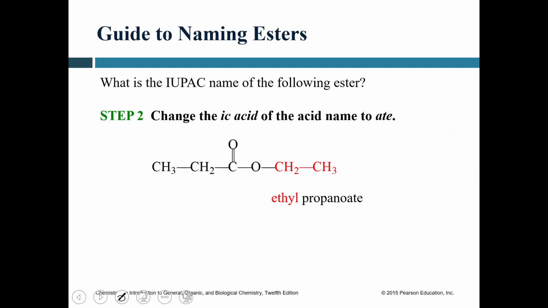In terms of the acid, 3 carbons, it's propanoic acid. We change "ic acid" to "ate" and get propanoate. So what we see here is ethyl propanoate.